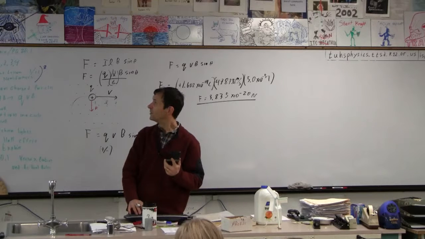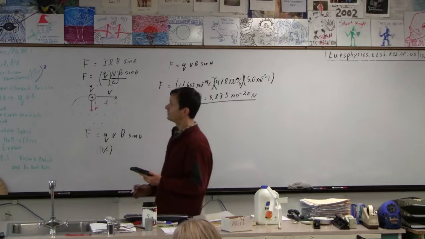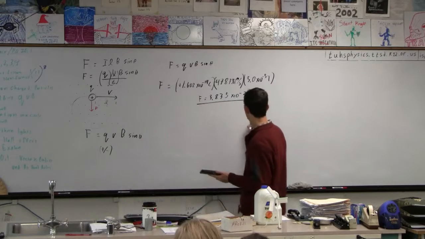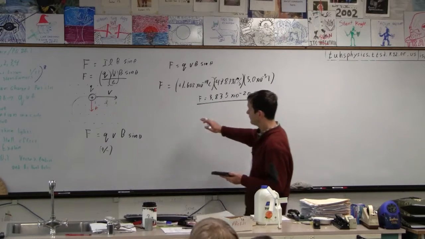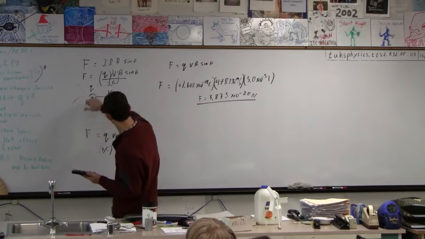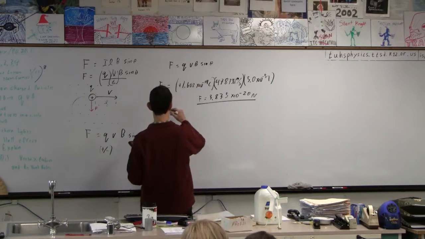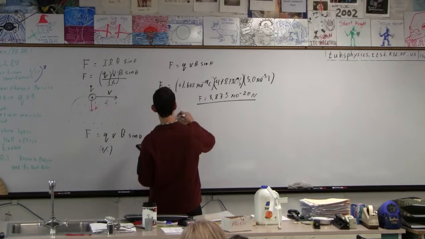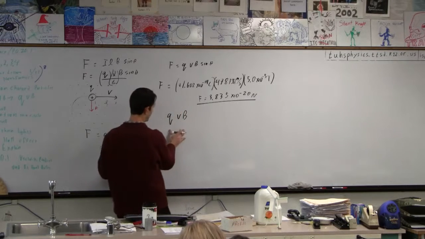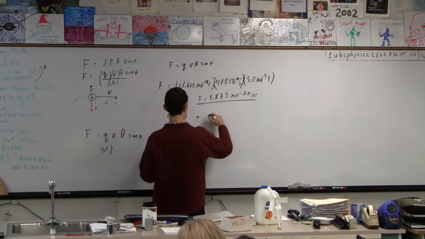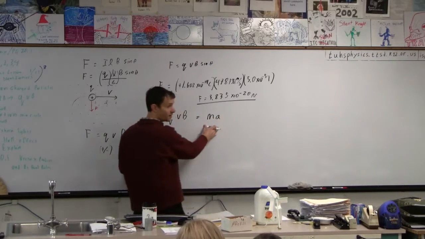Okay, but then the next question is, I believe, what's it going to do? Well, the force on that thing is actually going to be centripetal. So as if this is the proton and it's moving in the field like this, what you tend to do with these problems is you say, okay, QVB, this magnetic force, equals MA, right?